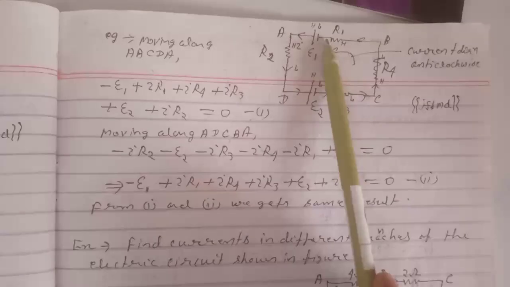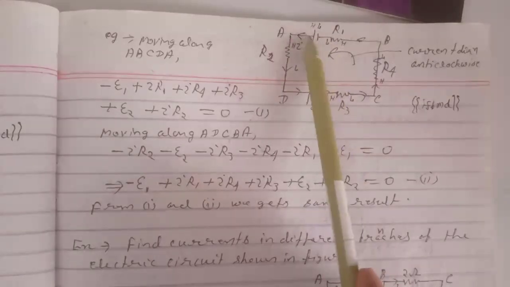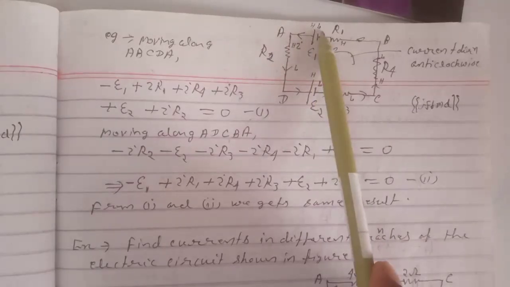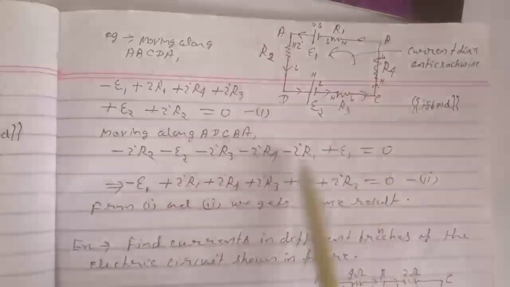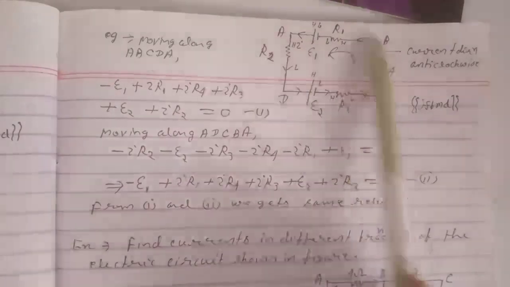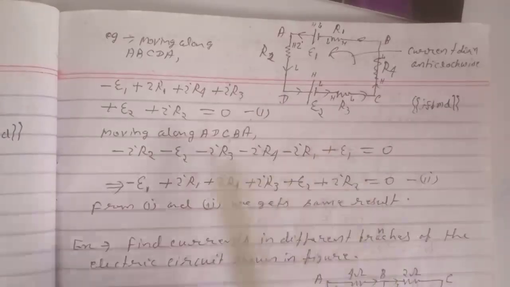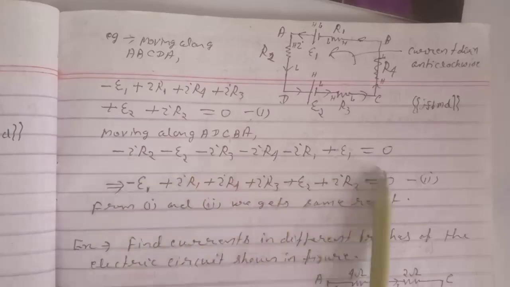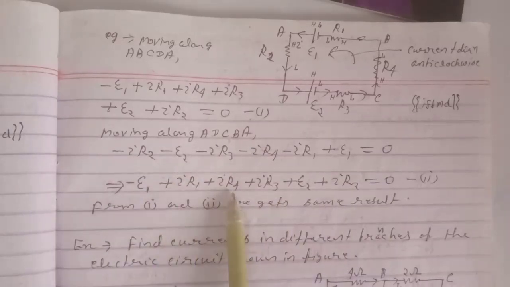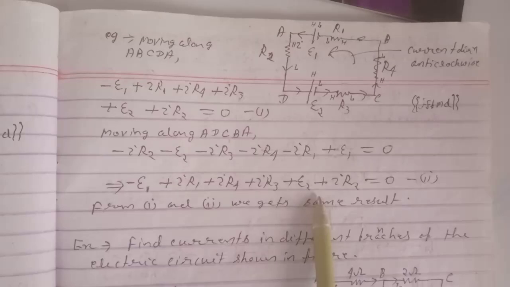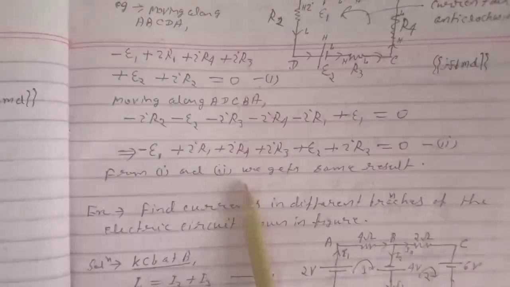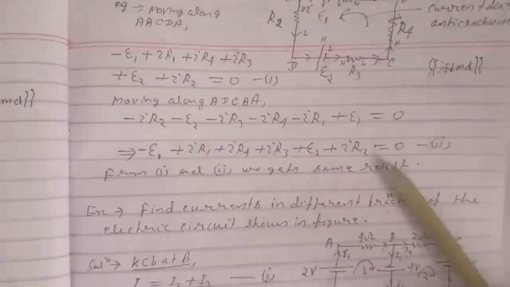Now at this point we are going in this direction. The final point is at higher and the initial point is at lower, so higher minus lower will be positive, so plus E1 equals 0. Now we have completed the loop. Multiplying by minus, we get minus E1 plus IR1 plus IR4 plus IR3 plus E2 plus IR2 equal to 0. So from equations 1 and 2 it is clear that we get the same result.